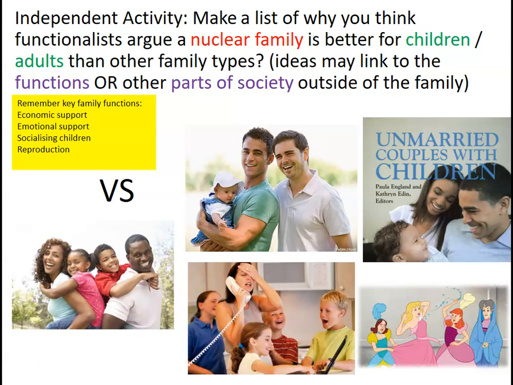So for example, I'll do a really obvious one with you. Bottom right, I've got a picture there from Cinderella with her evil stepsisters. So if she's living with her stepsisters, that's what's known as a reconstituted family, or a blended family, as it's sometimes known. And as you can see in that image, one of the big problems of living in a step family is that there's loads and loads of conflict between siblings. So you could say functionalists would say step families are bad because there's loads of arguments and conflict, and that's really bad for the emotional support function. So I've done one for you. If you could just do the other three, that would be great. But you need to work out what those three different family types are.